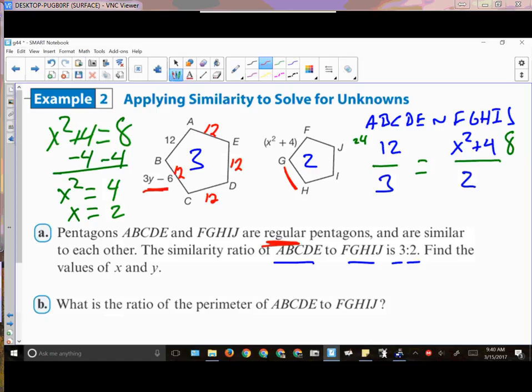So 3y minus 6 is equal to 12, correct? So what's y equal to? Well, remember, it's got to be 3y minus 6 is equal to 12. Add 6, add 6. 3y is equal to 18, so y is equal to what? 6.